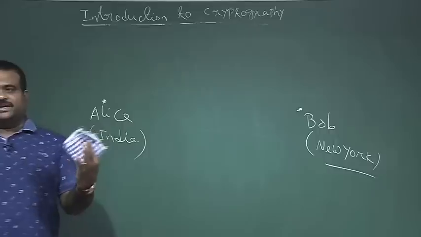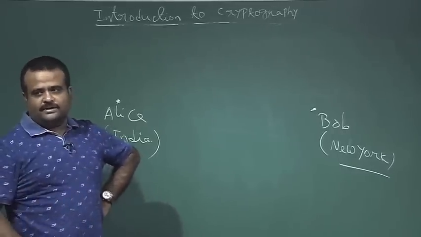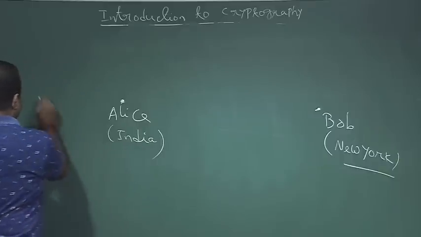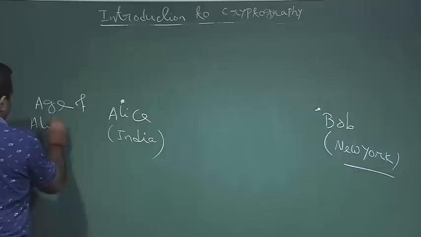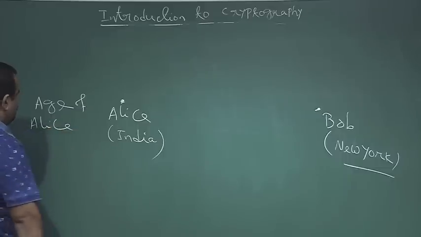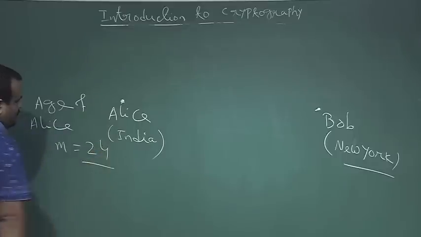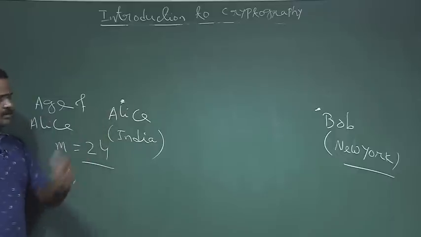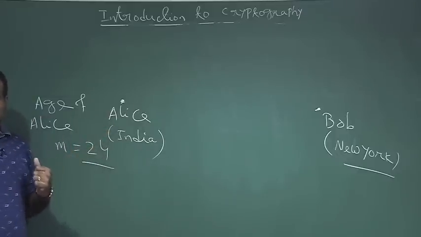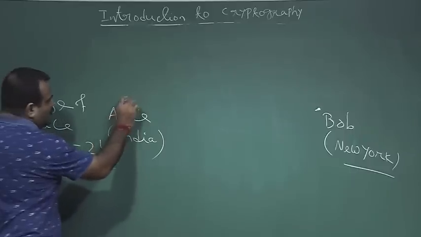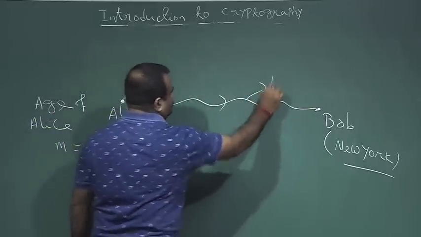The message could be anything. Say Bob asked Alice, hey, what is your age? This could be a message Alice wants to send to Bob. Suppose Alice's age is 24. Alice wants to let Bob know that her age is 24. Alice is communicating with Bob over a public channel. So this channel is public.